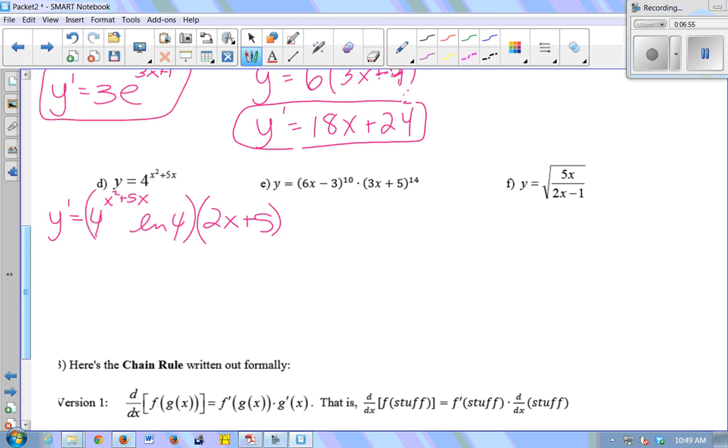All right, I'm going to do the next one on a separate page. Need a little more room, yeah. 6x minus 3 to the 10th and 3x plus 5 to the 14th.